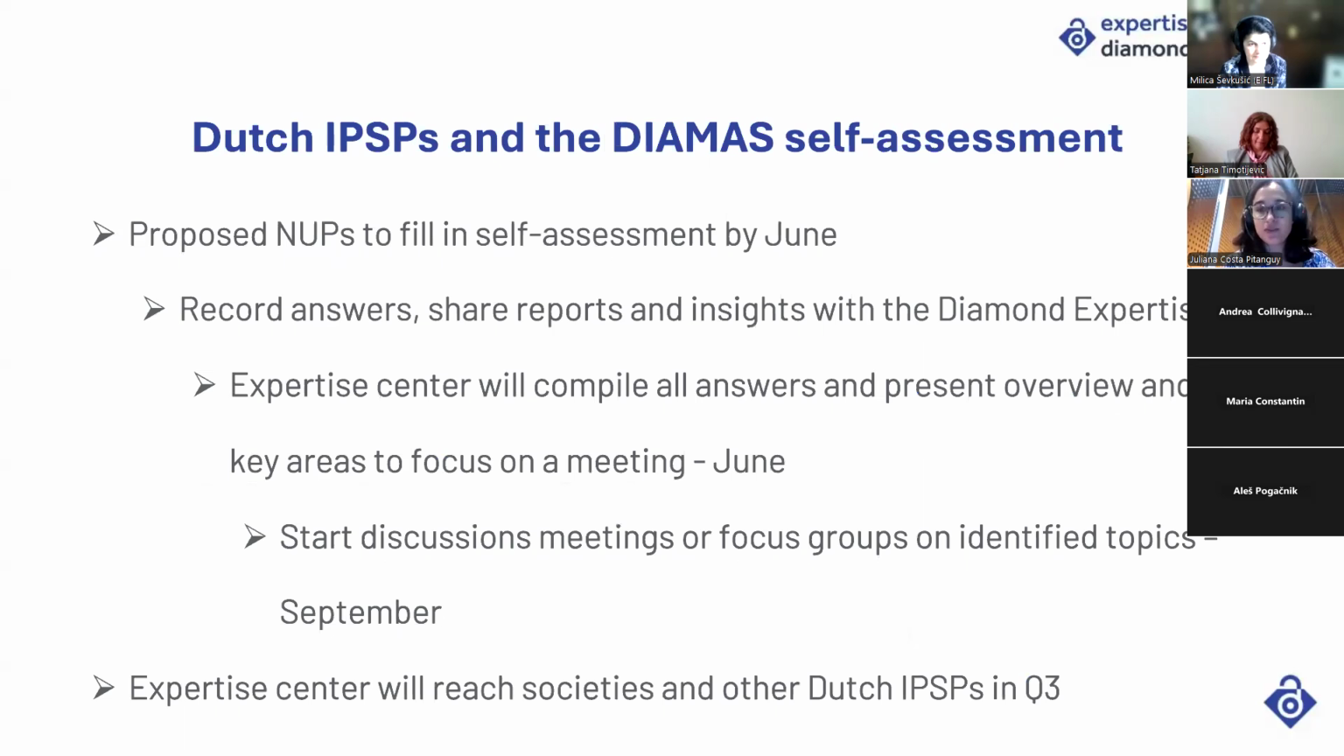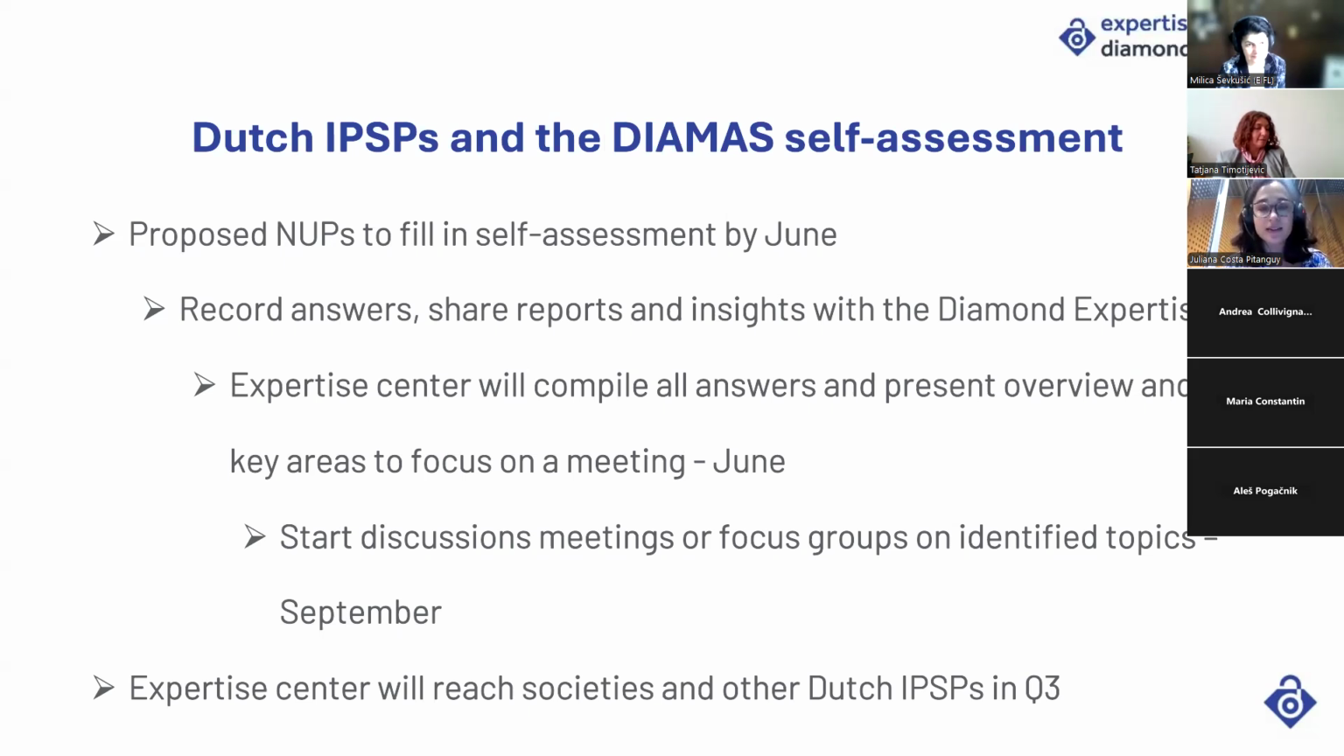So how we want to use the DIAMAS self-assessment. Right now we propose that the NUPs, the Dutch presses, fill in the self-assessment by June, and we'll record the answers and then share the reports and insights. They're shared with us, the Diamond Expertise Center, and the Diamond Expertise Center will present an overview in a meeting to the presses, also in June.